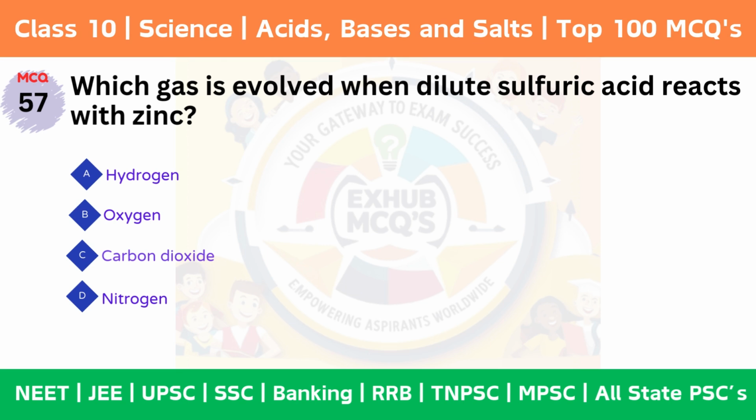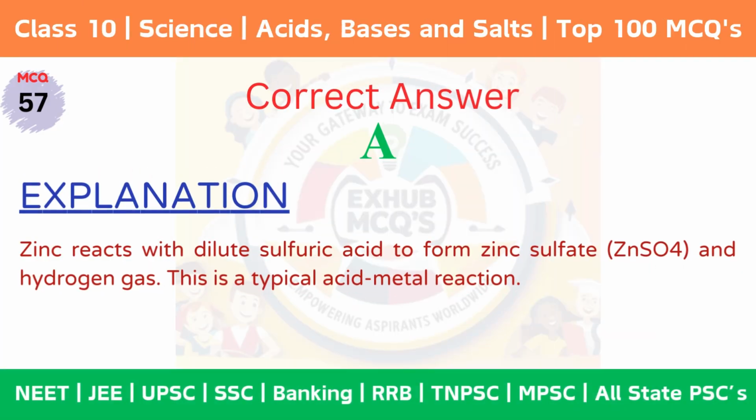MCQ 57. Which gas is evolved when dilute sulfuric acid reacts with zinc? Option A, hydrogen. Option B, oxygen. Option C, carbon dioxide. Option D, nitrogen. The correct answer is option A, hydrogen. Explanation. Zinc reacts with dilute sulfuric acid to form zinc sulfate and hydrogen gas. This is an example of a typical acid-metal reaction.